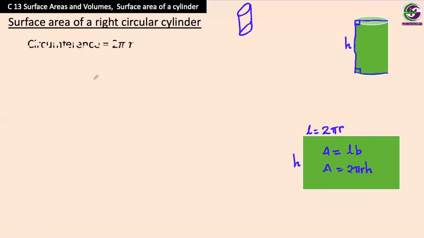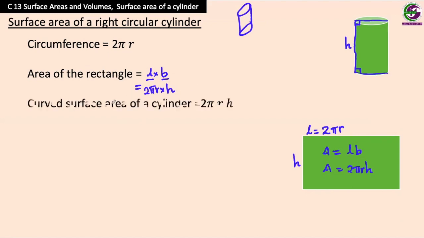Let us see case by case. So we know the circumference is 2 pi r. Area of a rectangle is length multiplied by breadth. This is the general formula, but here length is 2 pi r and the breadth is height. So the curved surface area of a cylinder is 2 pi r h. Remember, this is only the curved surface area.